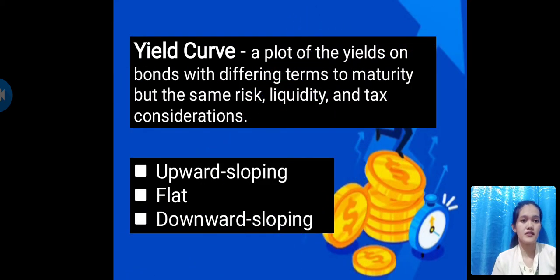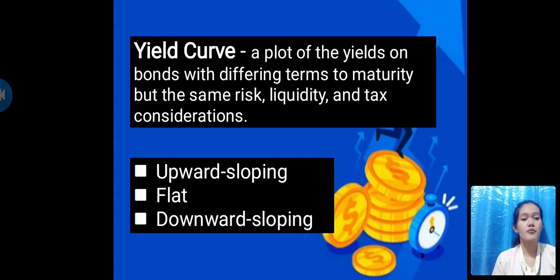So let's proceed to the yield curve. A plot of the yields on bonds with differing terms to maturity but the same risk, liquidity, and tax consideration. It describes the term structure of interest rates for particular types of bonds, such as government bonds. This yield curve can be classified as upward sloping, flat, and downward sloping.